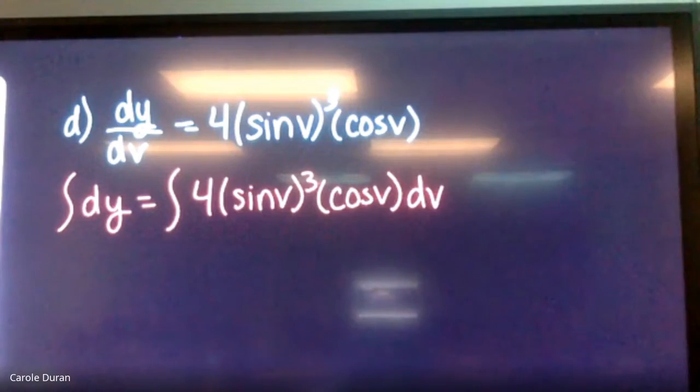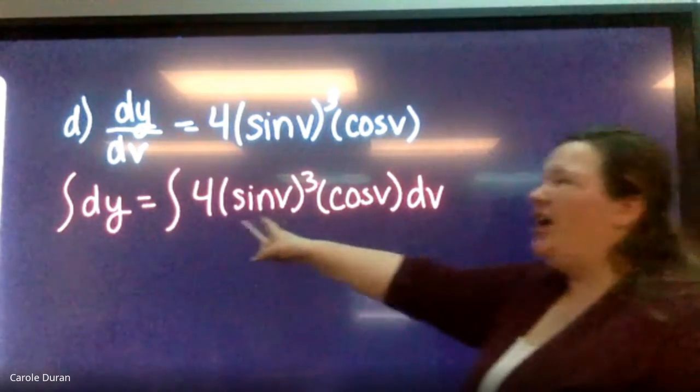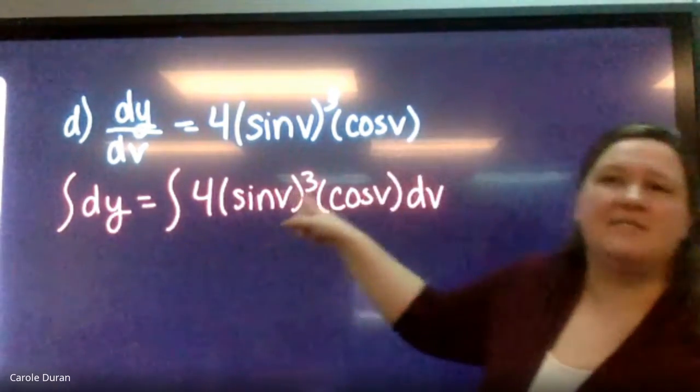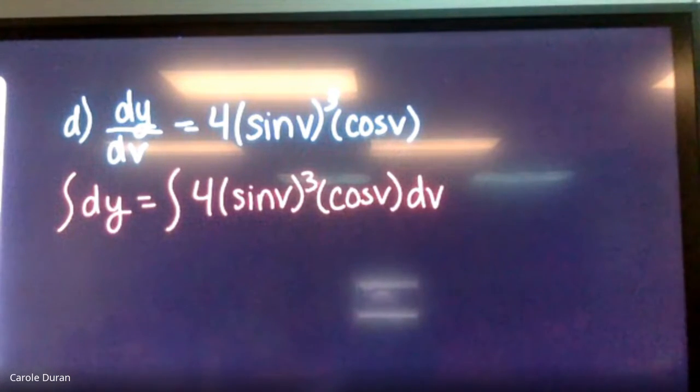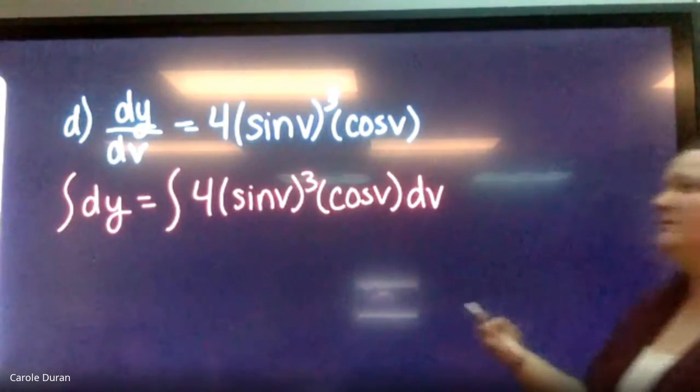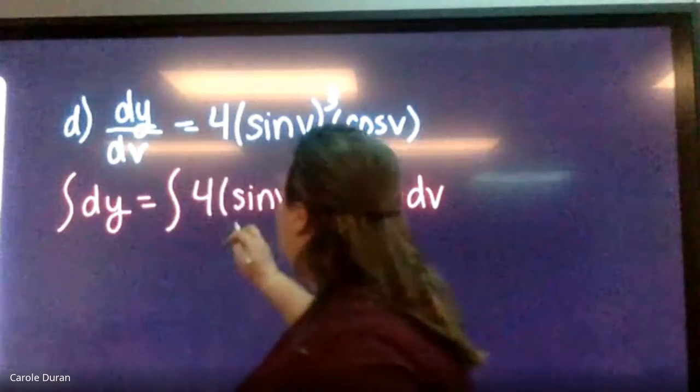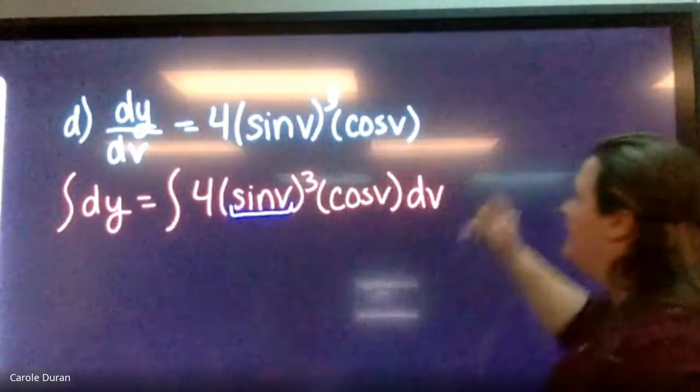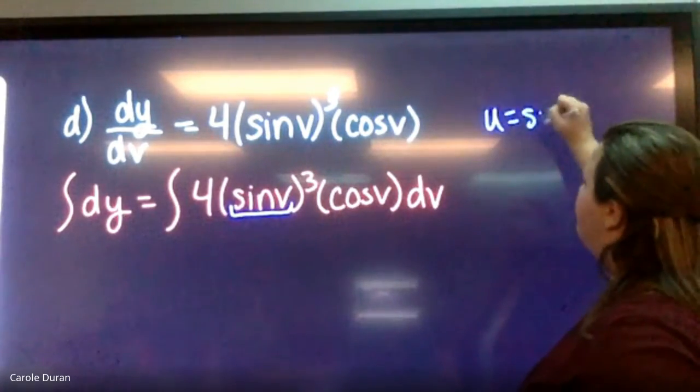So now I need to anti-differentiate this. I already notice that I have an inside function and an outside function, because there's parentheses, which automatically indicates that whatever is inside the parentheses is an inside function. So my inside function here is sine of v, so that's going to be my u.